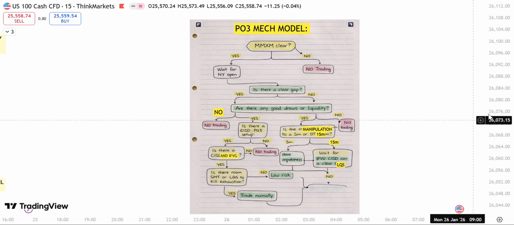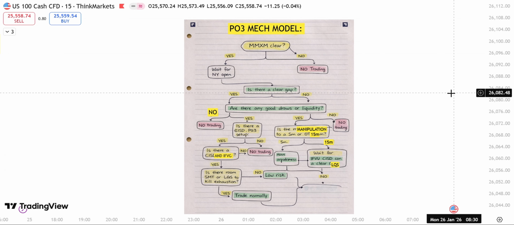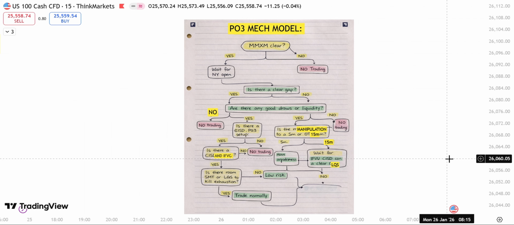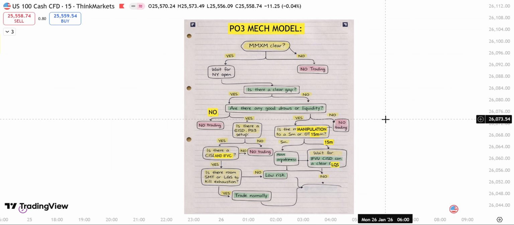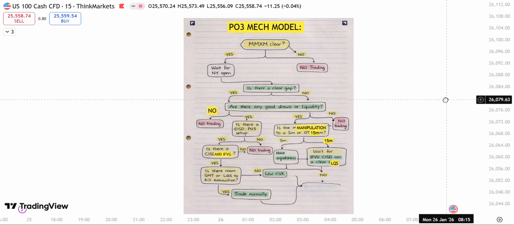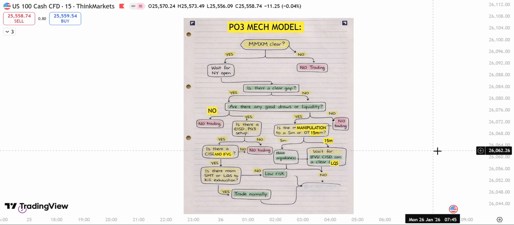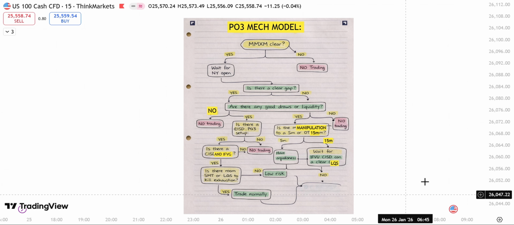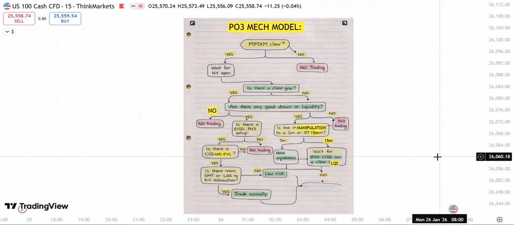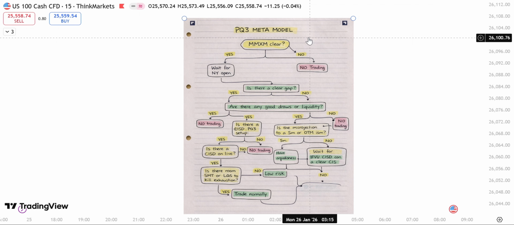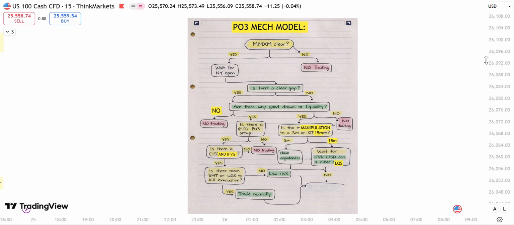Now, this is actually a picture that I took. This is on my wall, on my right. I didn't want to show you my writing because I believe it's pretty bad. So I took a picture and sent it to ChatGPT so it could do me a little bit better, and it still came out with a lot of flaws. So we're not done yet. Let's look into my PO3 mechanical model.